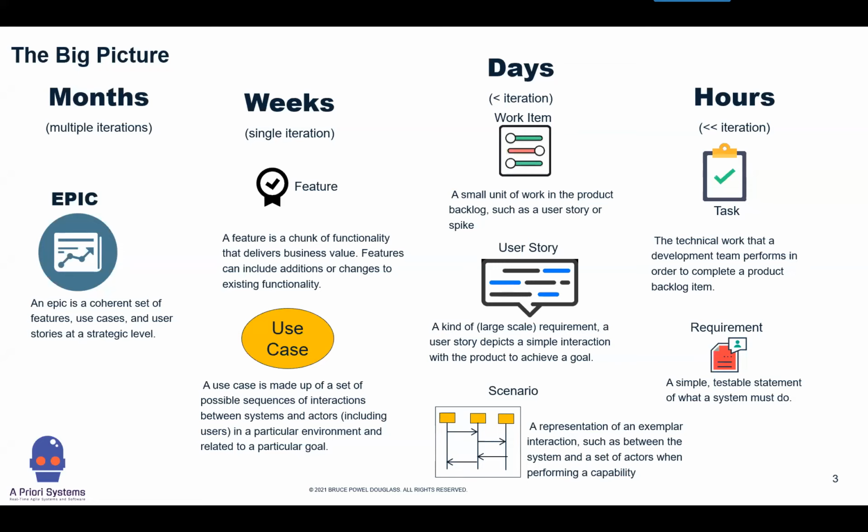Then we've got requirements. A single requirement. User stories and scenarios represent multiple requirements, and a use case represents multiple user stories or scenarios. That's kind of the main story, I guess, of today. But that's how I think about classifying, in terms of timescale, these different concepts like epic, use case, user story, and requirement.